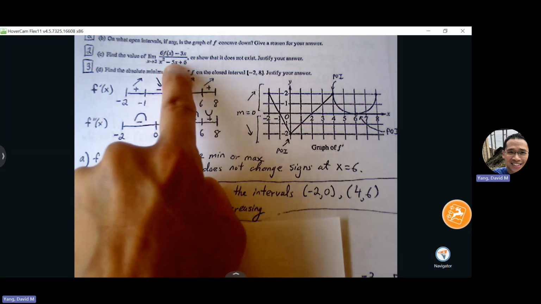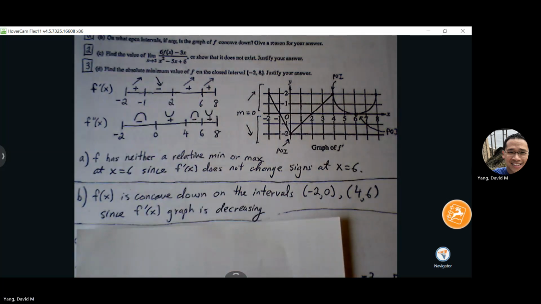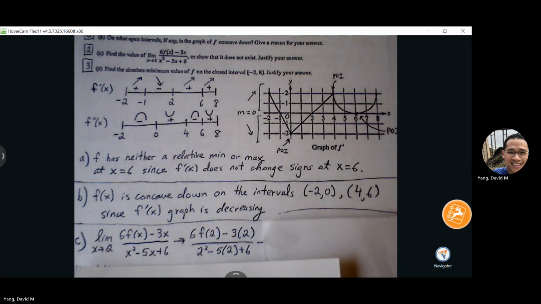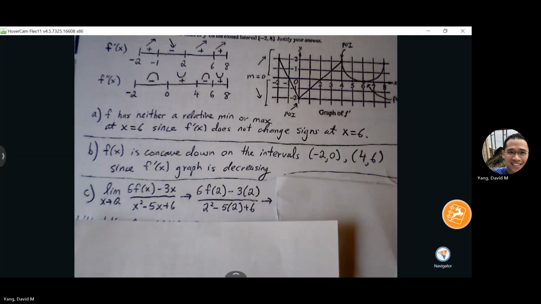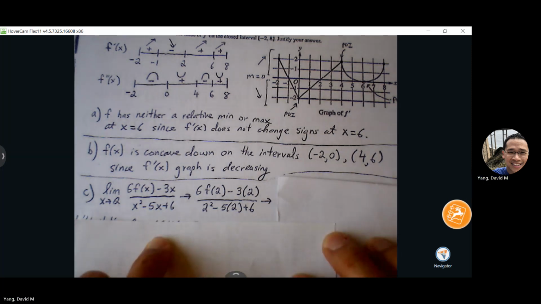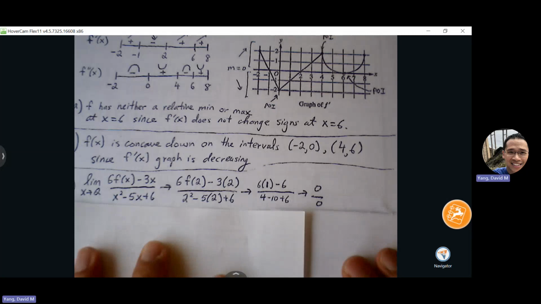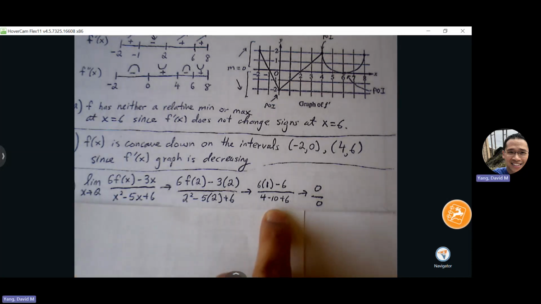First thing we always do is evaluate the limit. So replace every x with 2 and see what results we get before we decide what to do next. So 2 inserts itself for all the x values. I get 6 times f of 2 minus 3 times 2 all over 2 squared minus 5 times 2 plus 6. They tell us at the very beginning of the problem that f of 2 is equal to 1. So I get 6 minus 6 is 0, 4 minus 10 plus 6, 0.